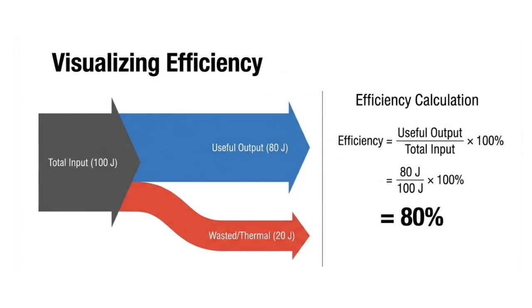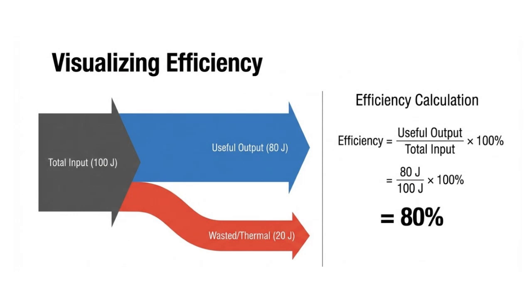Here, we see a clear way to understand efficiency by visualizing how energy is divided during a process. The total input energy is 100 joules, out of which 80 joules become useful output and 20 joules are lost as wasted or thermal energy.